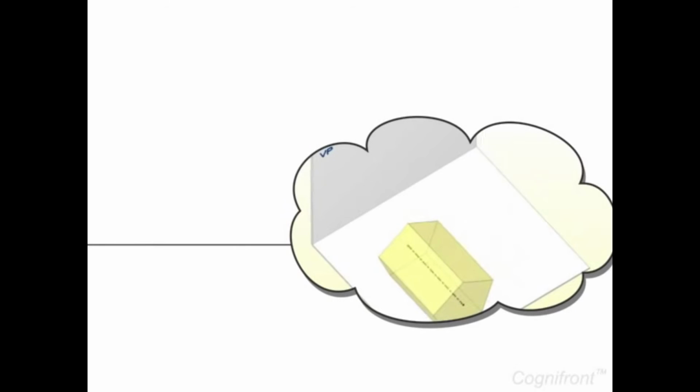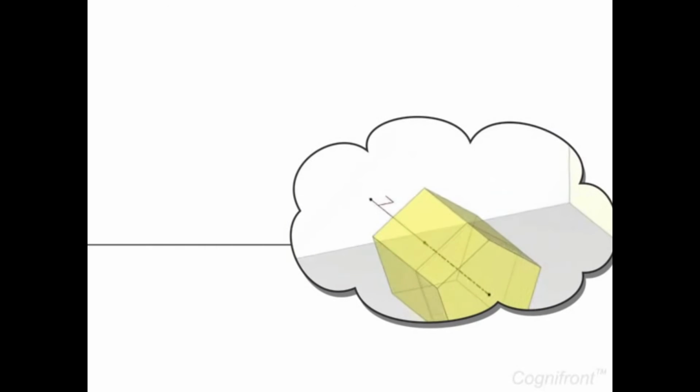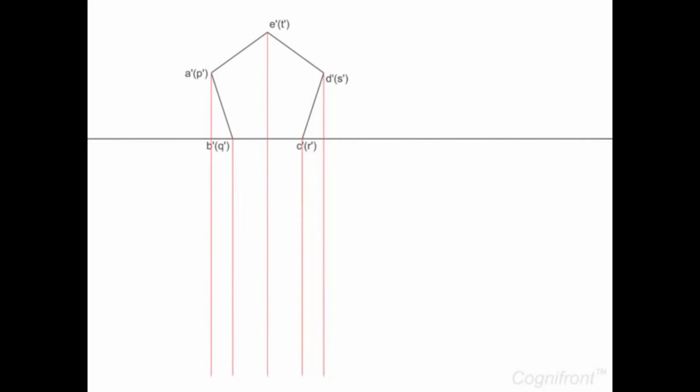Now, first let's assume that the axis of the prism is perpendicular to VP and draw the front view with one of its sides lying on XY. Next, for the top view, the projectors are drawn from the front view below XY. A horizontal line parallel to XY is drawn to intersect the vertical projectors at points P, Q, T, R, S.